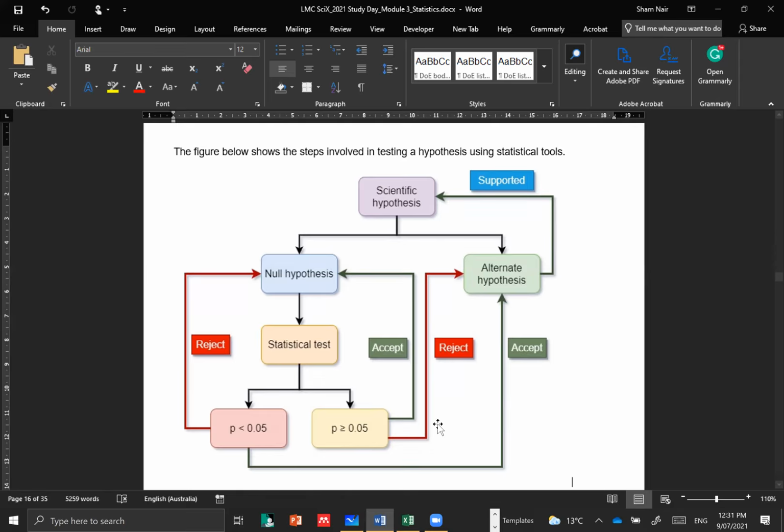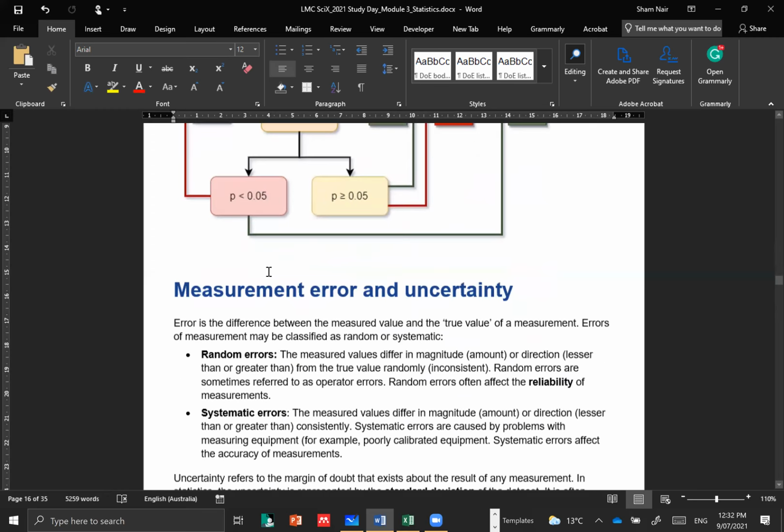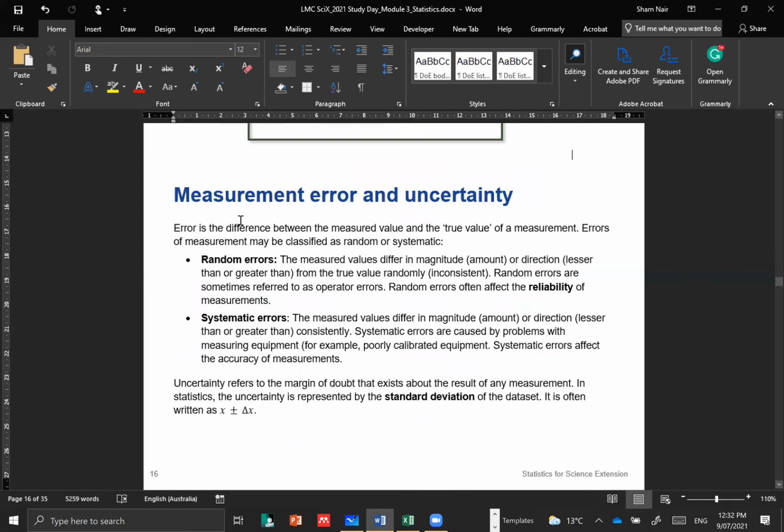So these flowcharts may be useful for you in terms of analyzing statistical information. I'm not talking about doing the test. I'm talking about what you would do with the data after you've conducted your statistical test. There's a lot of theory here, a lot of information, but it becomes easier when you're actually solving problems. Now I've put in a small section on measurement of error and uncertainty, but I won't go through that today because we don't have the time for it.